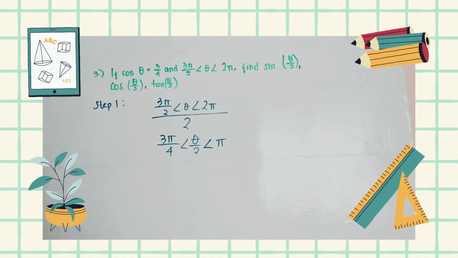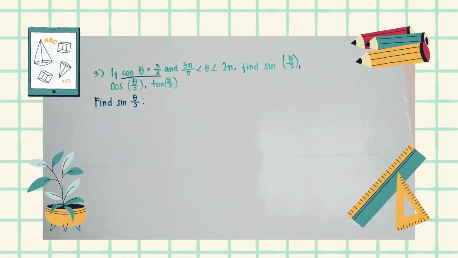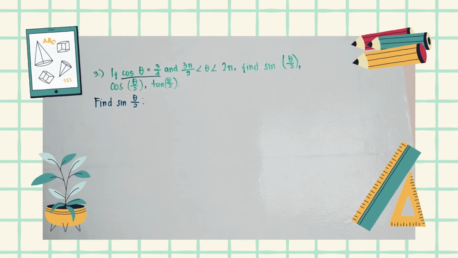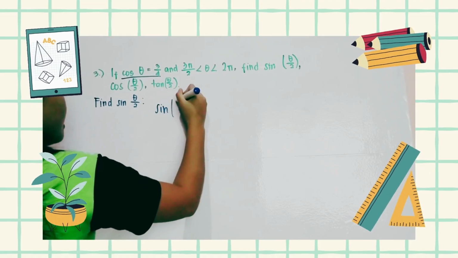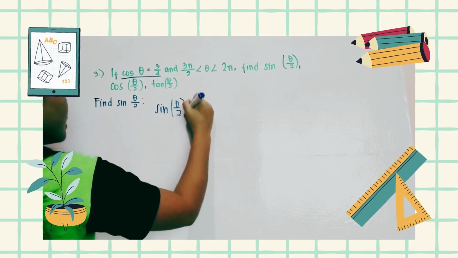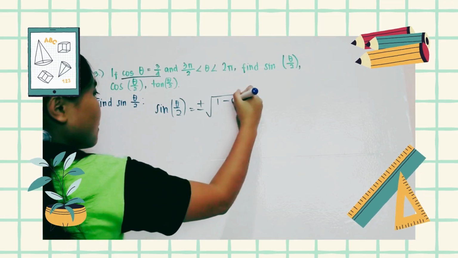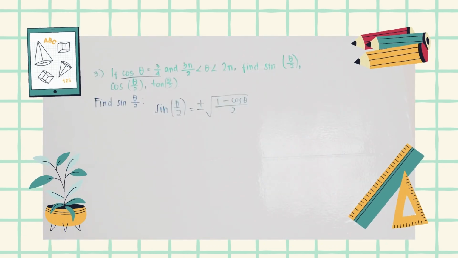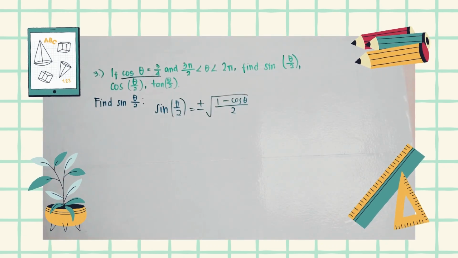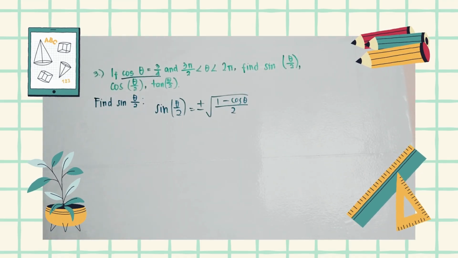We will use that to choose signs later. First, let us find sine theta over 2. Let us use the half angle identity for sine. So we have here sine theta over 2 is equal to plus minus the square root of (1 minus cosine theta) over 2. Next, substitute cosine theta, which is equal to 3/4, into the equation.